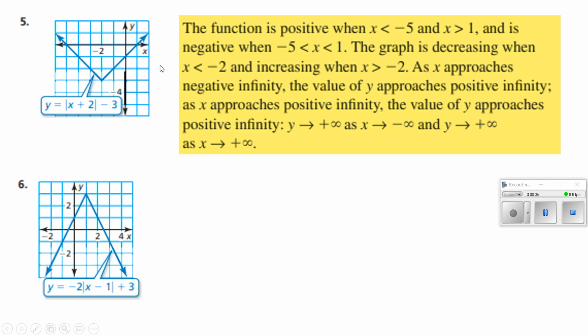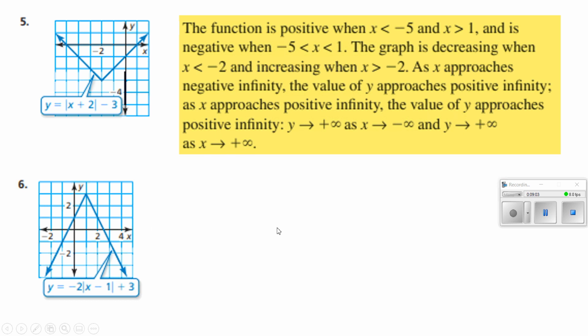As x approaches negative infinity, we said the value of y approaches positive infinity, right? As x is negative, y gets to positive numbers. As x approaches positive infinity, y will also be positive. So as y is positive, x is infinitely negative, and as y is positive, x is infinitely positive.